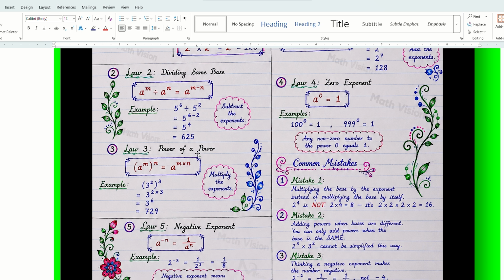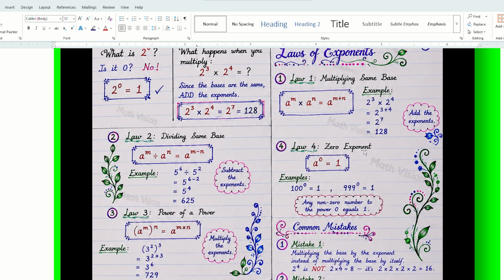Law number 3, power of a power. Here, a raised to power m, whole raised to power n. If it is a power of a power, then the powers will be multiplied. a raised to m multiplied by n: multiply the exponents. For example, 3 raised to power 2, whole power 3. 3 as it is, 2 multiplied by 3 is 6. 3 raised to power 6, 3 multiplied 6 times, then it will be 729.